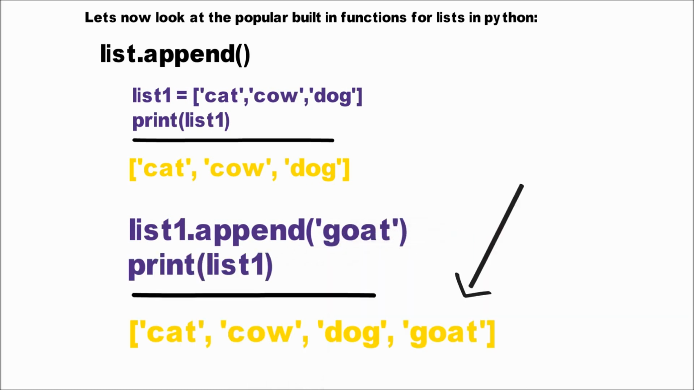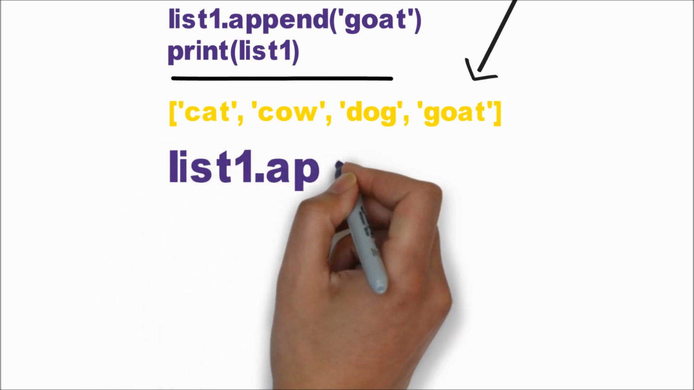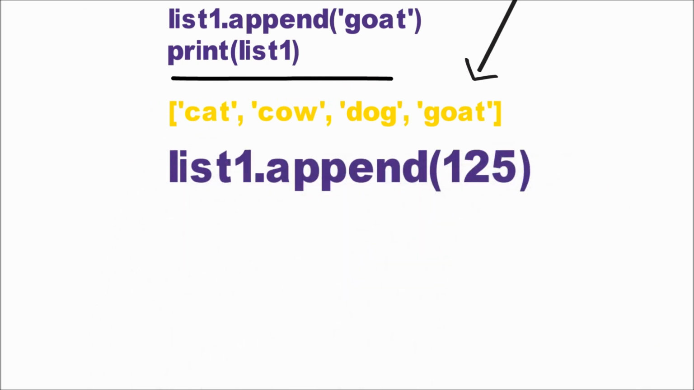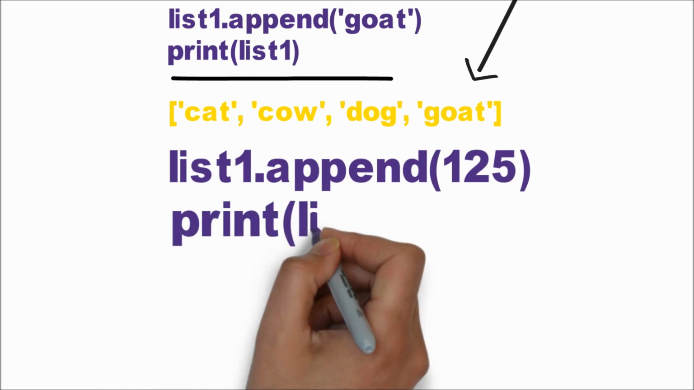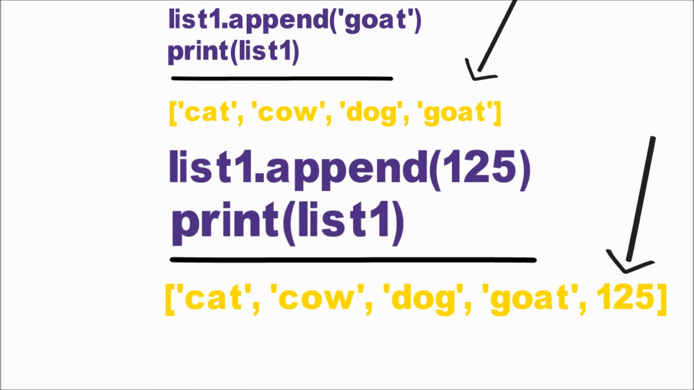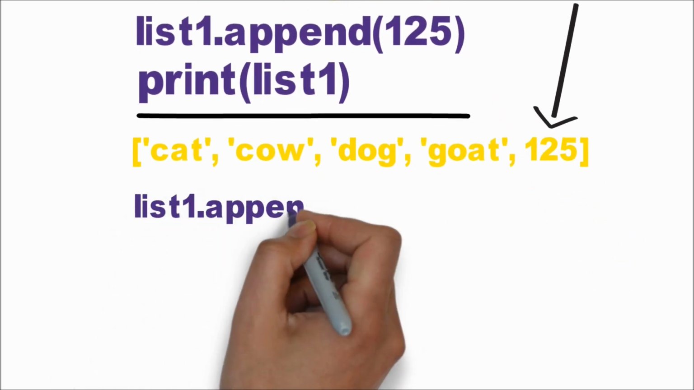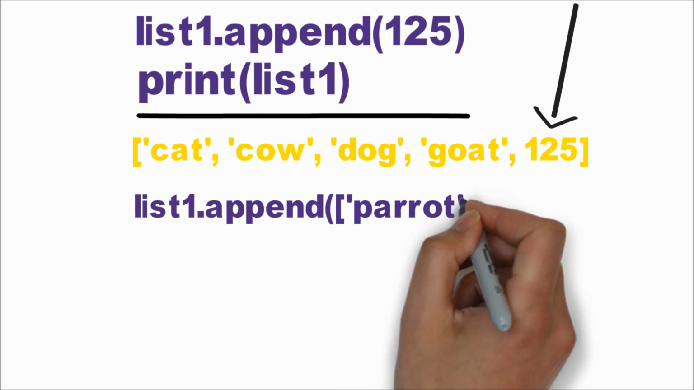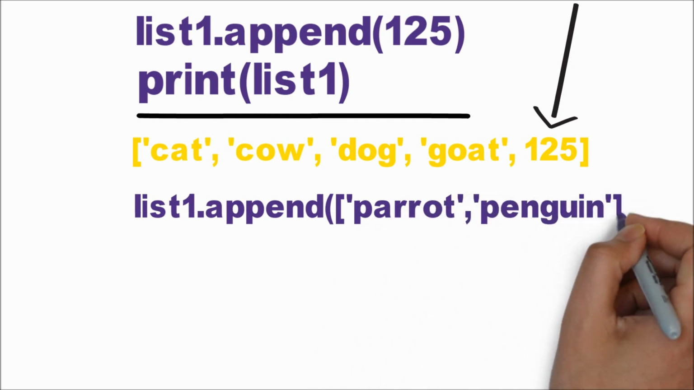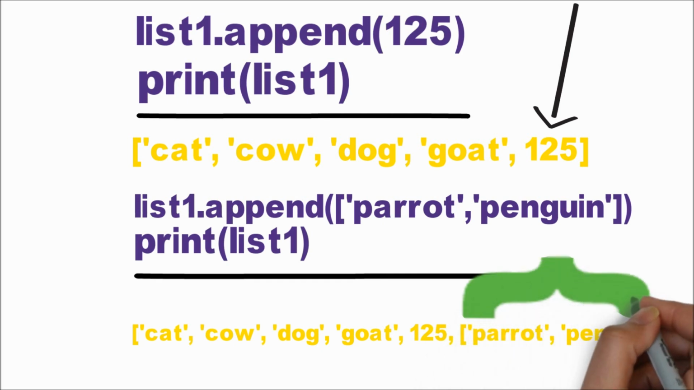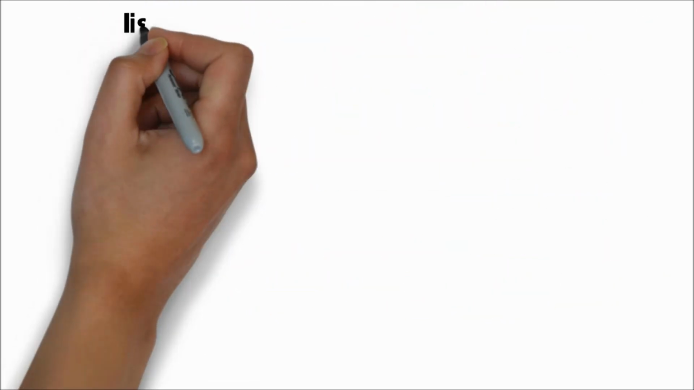Let's print it. Now let's add another item, which is a number. list1.append 125. Print list1. So we can observe that the number 125 is appended at the end. Let's try to append a list of 2 items, parrot and penguin, and see what happens. So you can observe that 2 items were added as a single element as a list. So if you wanted all the list items to be appended separately, the next function which we are going to discuss will help you with that.